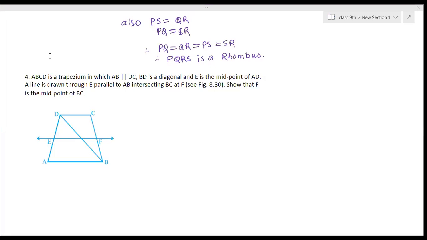ABCD is a trapezium in which AB is parallel to DC. BD is a diagonal and E is the midpoint of AD. A line is drawn through E parallel to AB intersecting DC at F. Show that F is the midpoint of DC. How can we show?